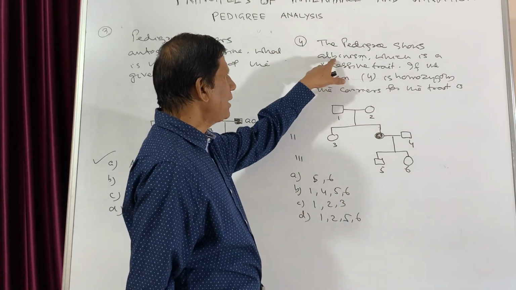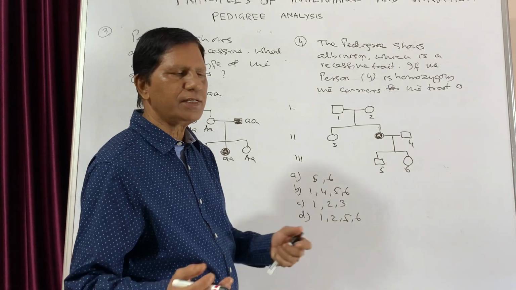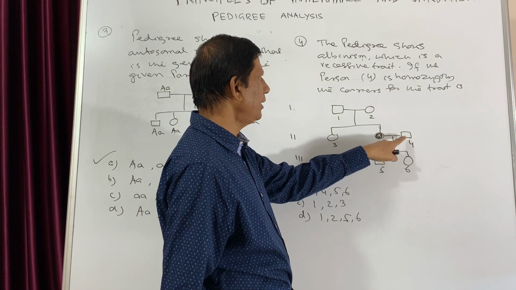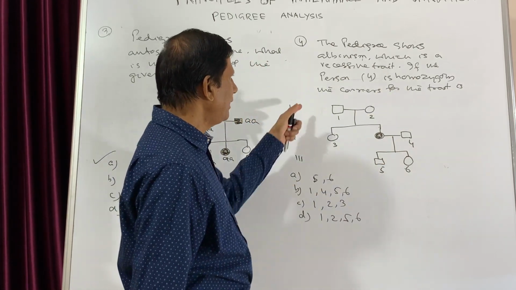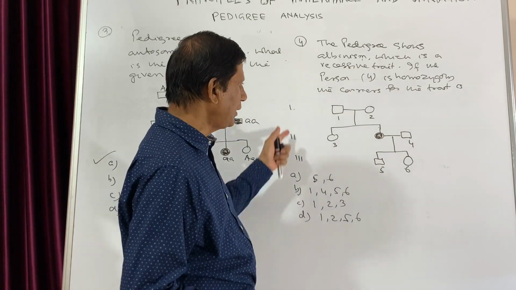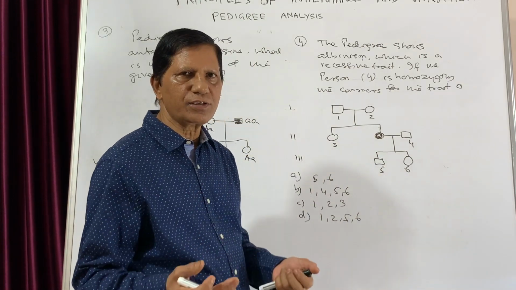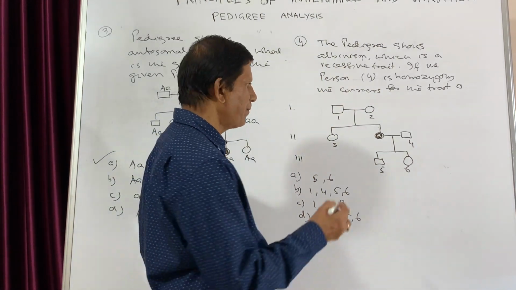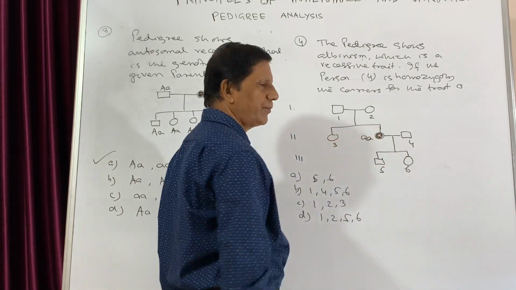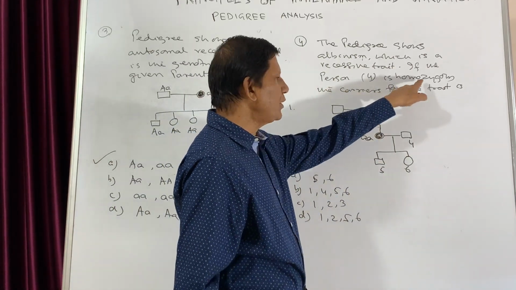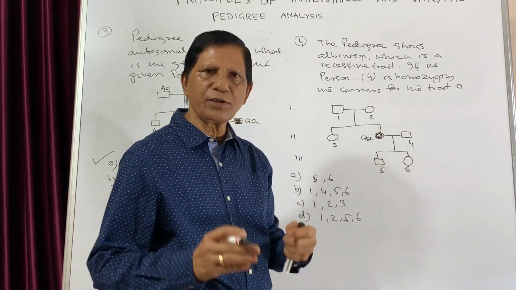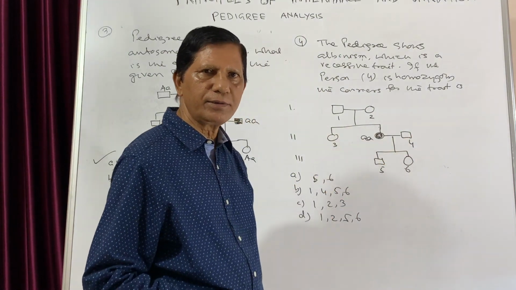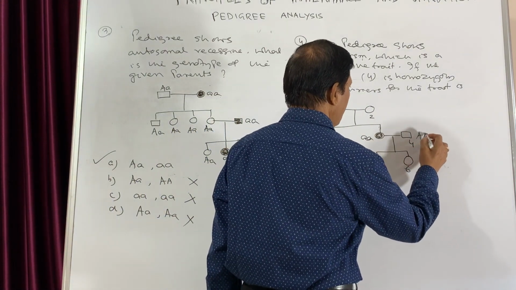Now the pedigree shows albinism and it is a recessive character. If person 4 is homozygous, then which of the 6 people are the carriers for the disease? Already it is written that albinism is a recessive trait. So person 4 is homozygous, which means it is homozygous dominant. Never recessive, because if it were recessive, then it would have been affected. So it is homozygous dominant.